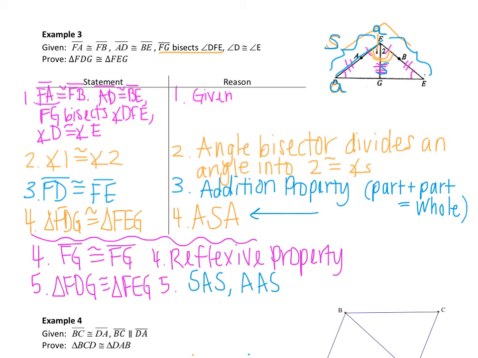Either of these would work for you, or any of these three would work for you, as long as you're marking up the appropriate things on your picture and stating everything that you've marked up. If you mark stuff up but you don't state it, you're going to be losing credit because you don't have sufficient information to prove the triangles congruent based on the proof.